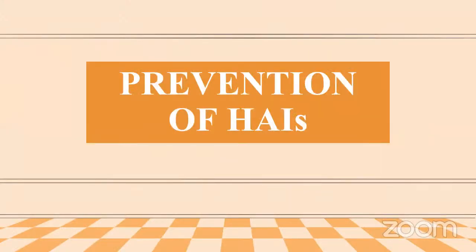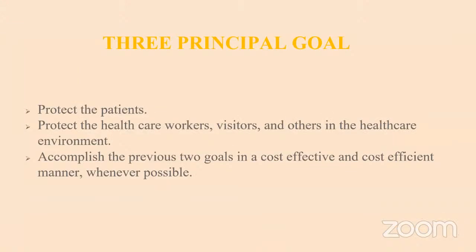Prevention of HAIs. Now, there are three principal goals for an HAI control and prevention program. First is to protect the patient. Second is to protect the healthcare workers, visitors, and others in the healthcare environment. And third, accomplish the previous two goals in a cost-effective and cost-efficient manner whenever possible.